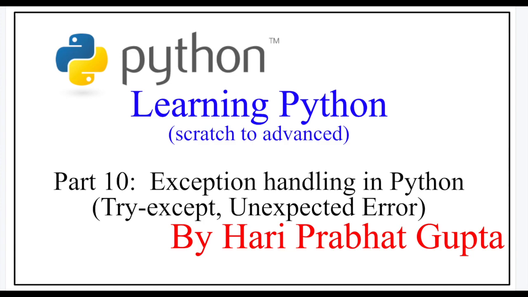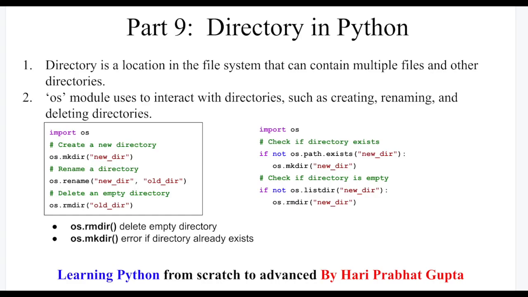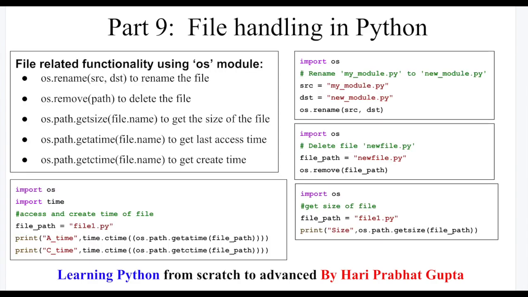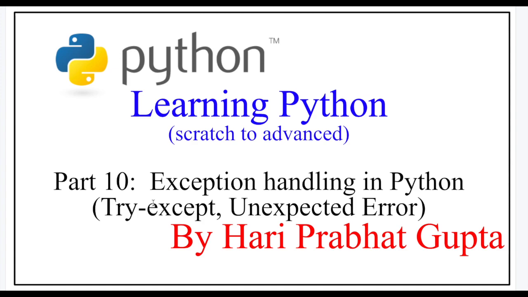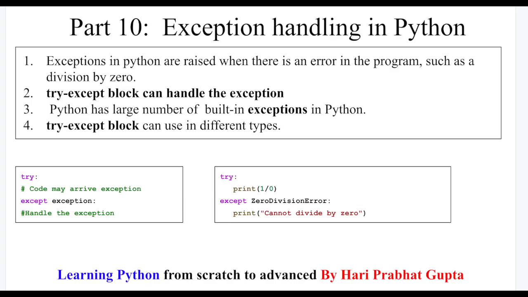Today we discuss exception handling in Python. In the previous part 9 we saw directories and file handling in Python. Exception handling in Python has the inbuilt try and except blocks to handle unexpected errors. And we will see what an exception is.